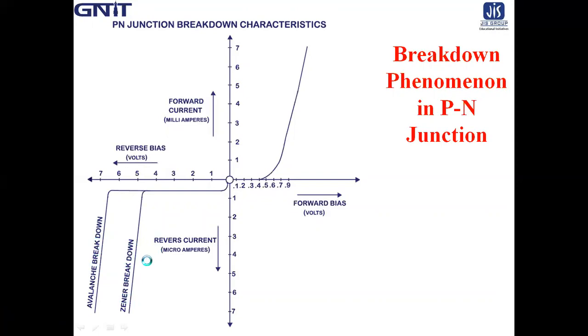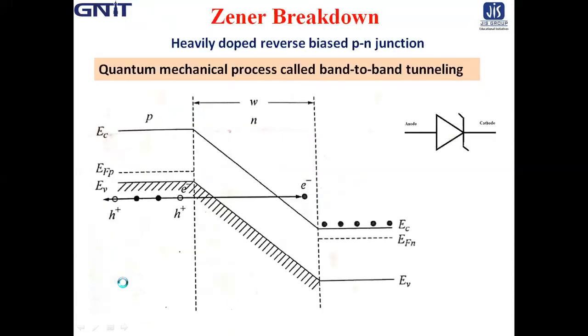Now we are going to the detailed discussion of first the zener diode, or rather the zener breakdown. Then we move to the discussion of avalanche breakdown. So first is the zener breakdown. Zener breakdown basically occurs in the zener diode, and the symbol of the zener diode is like that. Its cathode side is like a Z. That is the difference between a normal PN junction diode and zener diode.